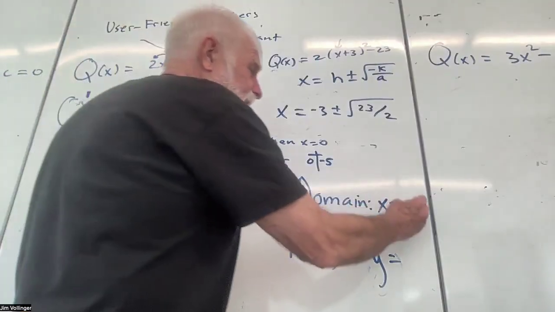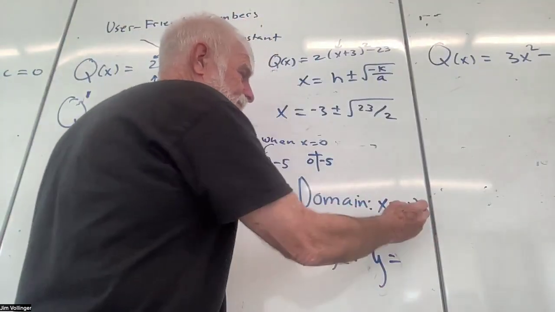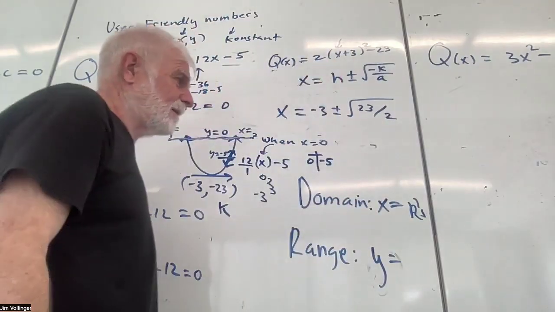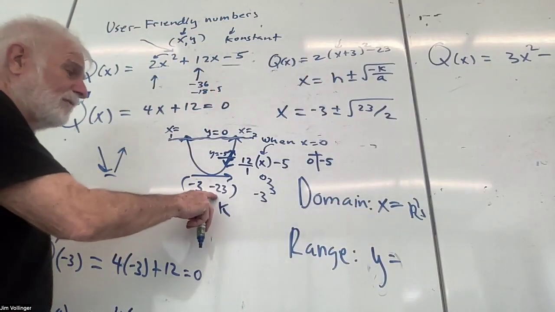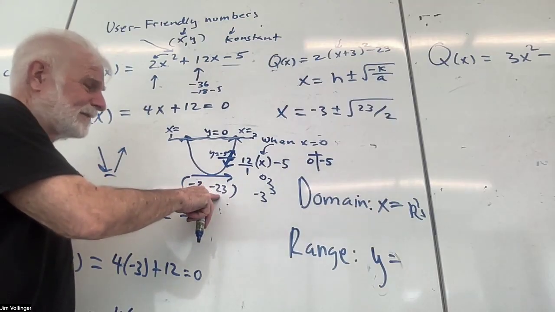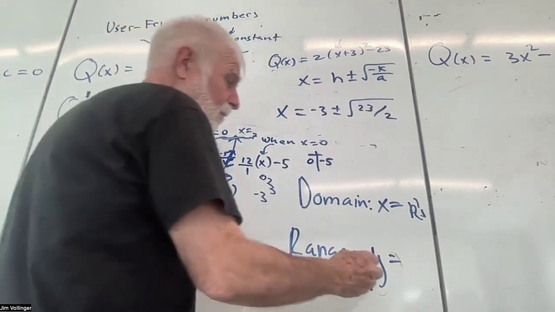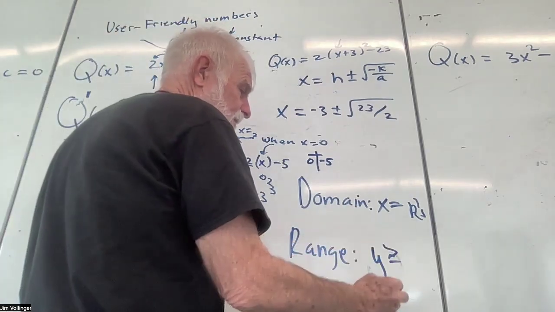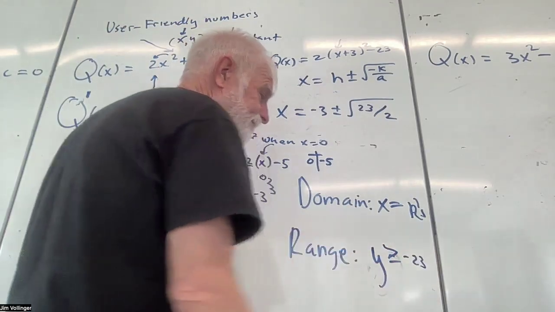So the domain we'll say is X values, and they're all reals. Any real. You can use anything you want. But I've got news for you. Your Y values are never going to get lower than -23. That's a minimum. So my Y values are greater than or equal to -23.